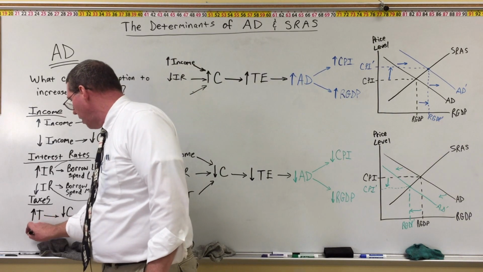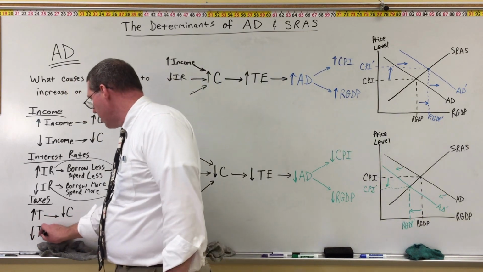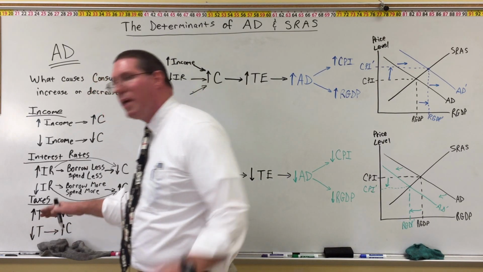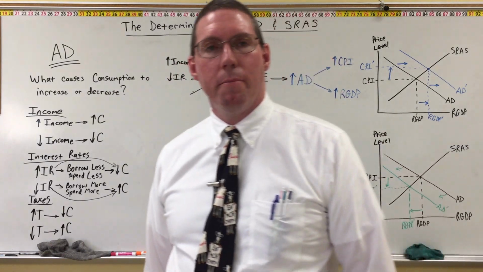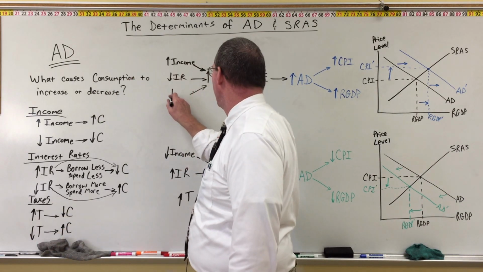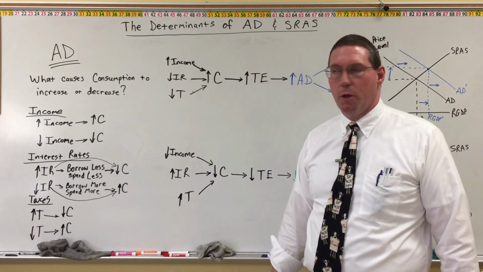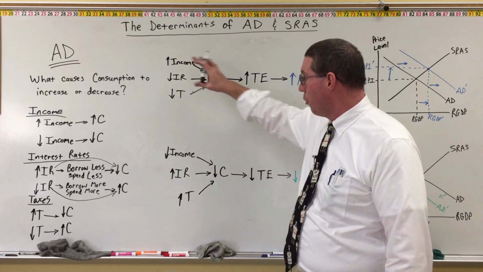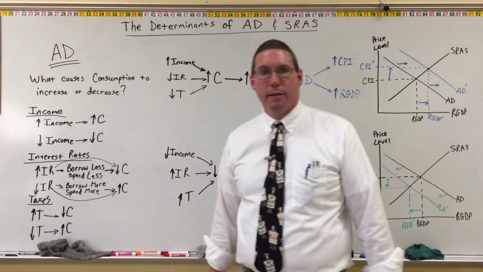On the other hand, if the government lowers taxes, they let you keep more of your money. So a decrease in taxes is going to lead to an increase in consumption because you kept more of your money. And what are you going to do with that extra money that you kept? Well, you're going to spend more of it. And so consumption is going to go up when taxes go down. Decrease in taxes is going to lead to an increase in consumption. Okay? And so this represents how the 3 main things that affect consumption are income, interest rates, and taxes.